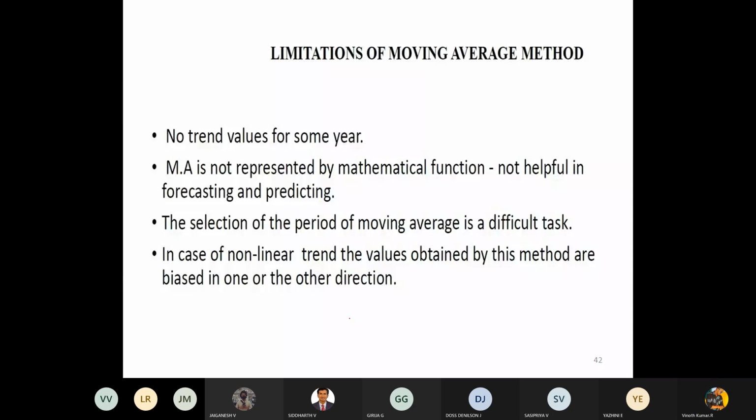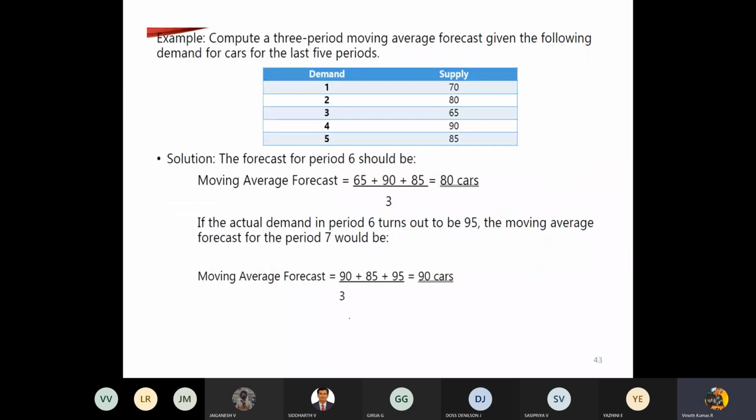Right, and see, a basic problem is given over here. What is the problem? Compute a 3-period moving average forecast given the following demand for cars for the last 5 periods. They have to mention clearly that it is a 3-period moving average, right? So 3-period means you are going to take only 3 variables in the average.